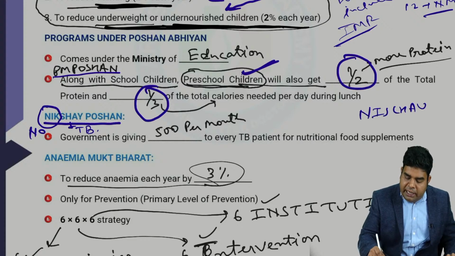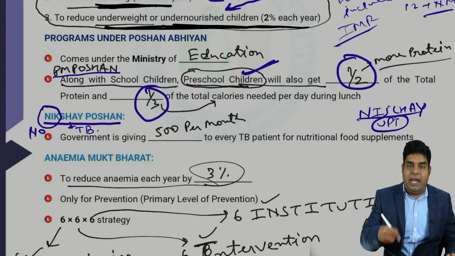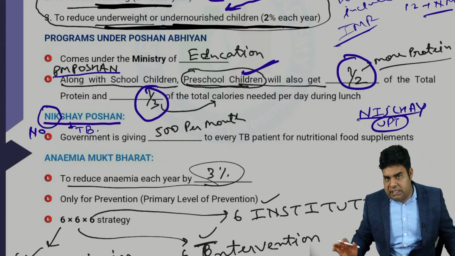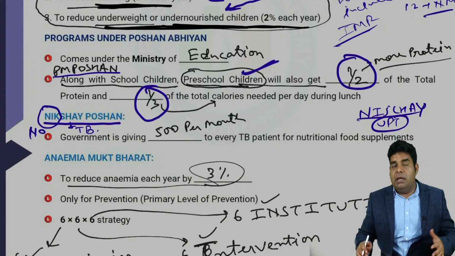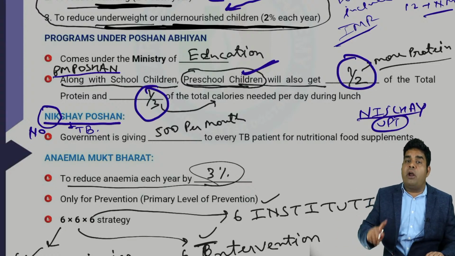BIO is UPT kit delivered by ASHA. So that is BIO UPT kit, which is separate. BIO is for TB reporting and follow-up by both private and government doctors.